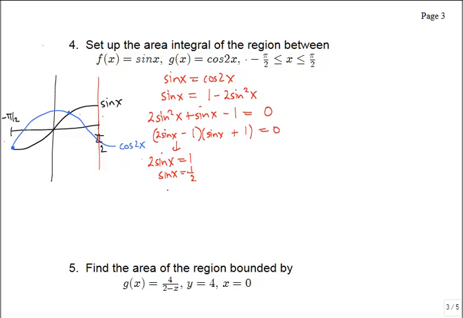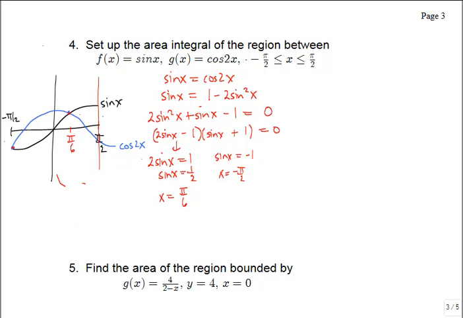equals a half, and that happens on this region when x is equal to pi over 6. So that's this one right here. And then sine of x will equal negative 1 when x is negative pi over 2, and that's this intersection point right here. So those are my two intersection points. There isn't an intersection point over here, but we're going to stop once we hit pi over 2.